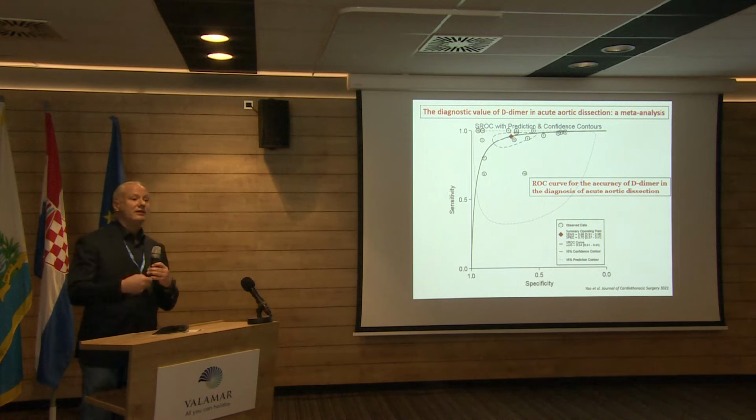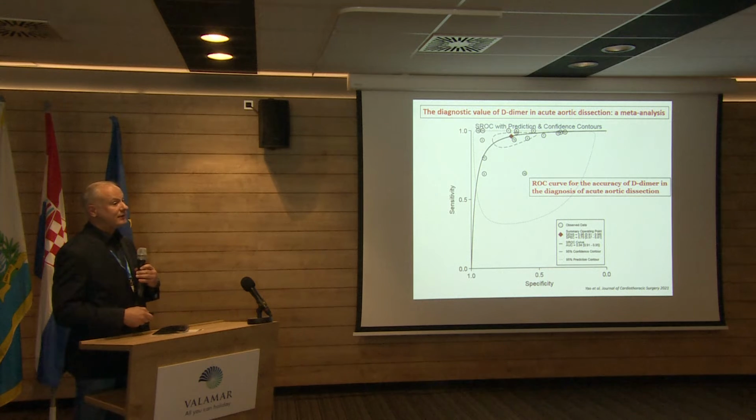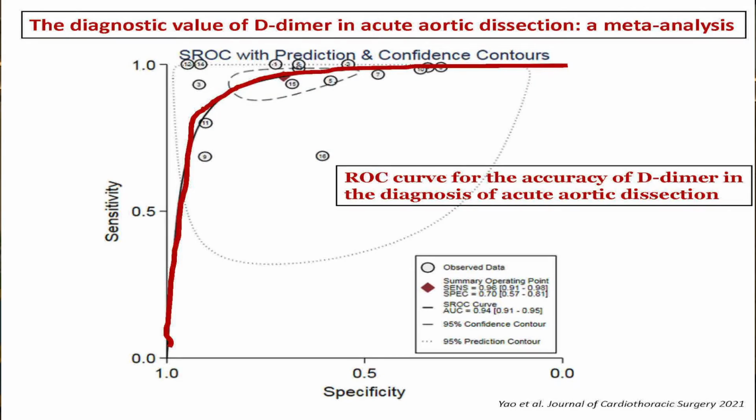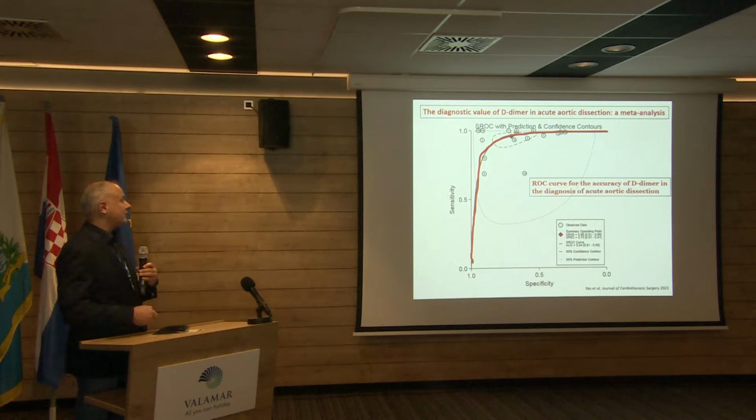So when we have a high, low, or intermediate pretest probability, a biomarker that is useful in daily clinical practice, very specific and sensitive, with very high negative predictive value, is D-dimer. The diagnostic value of D-dimer in acute aortic dissection has been valuable for more than 10 years, and this recent meta-analysis showed that the area under the curve is 0.94, with 96% sensitivity and more than 70% specificity. So D-dimers are very accurate in the acute setting to rule out acute aortic dissection.